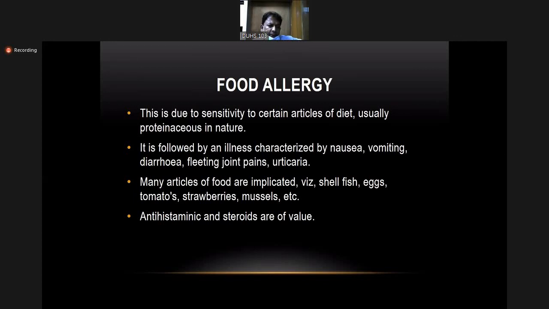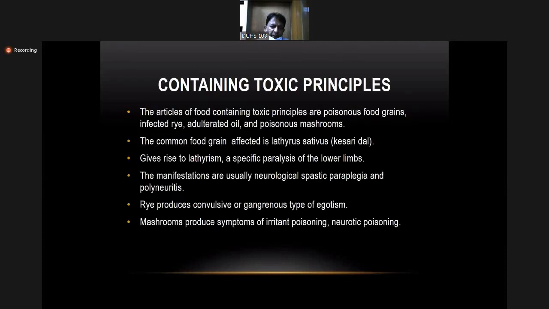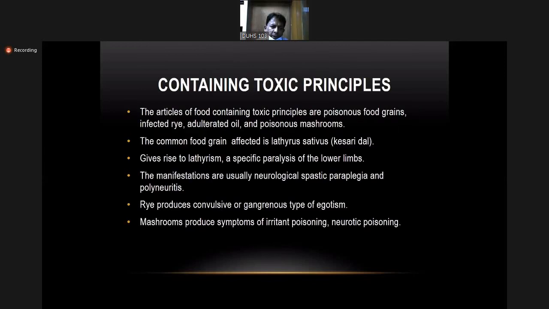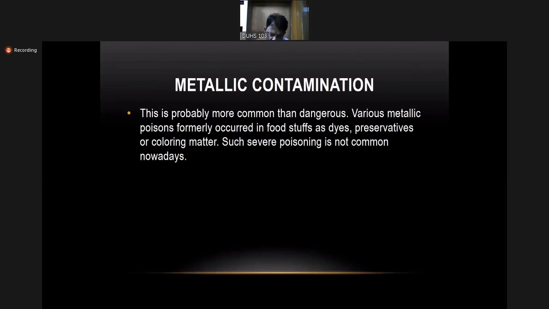Food allergy causes urgent reactions, and the person may die due to the allergy. But it is very rare; when it occurs, it is very dangerous. Antihistamines and steroids are the treatment of choice in food allergies. So this is all about food poisoning: food toxins, bacterial toxins, metals, and food allergies.